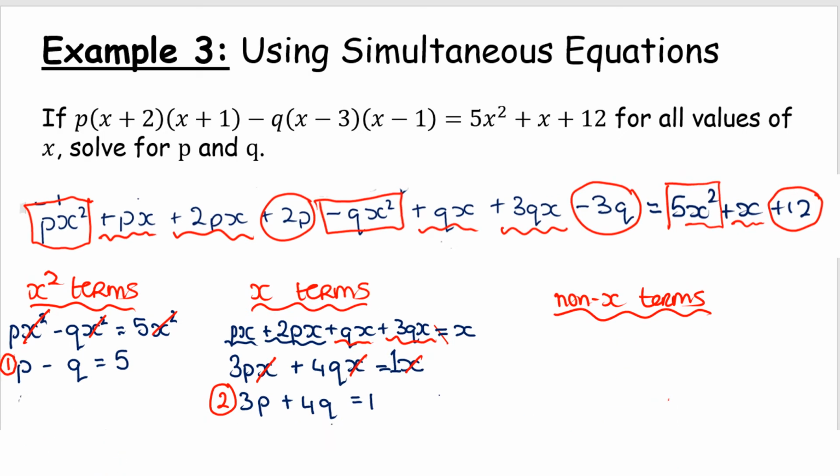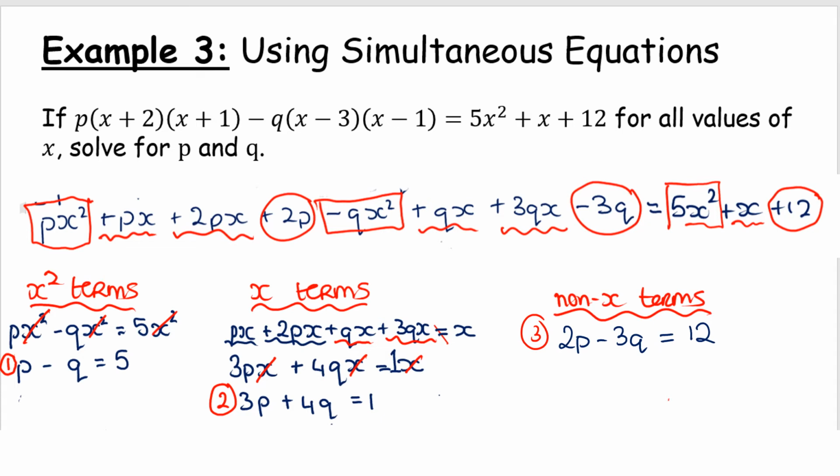On the left hand side we have 2p minus 3q equals, and on the right hand side 12. So we now have three little linear equations in p and q, which we can use now in order to solve for p and q. We're going to use simultaneous equations, and we're going to use the elimination method.